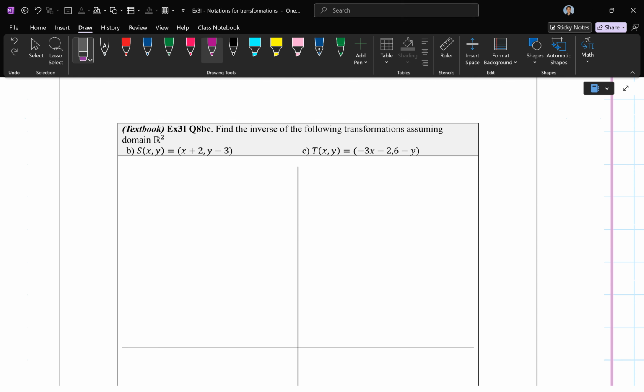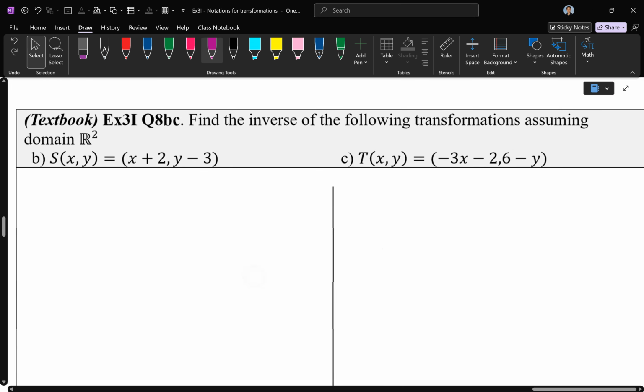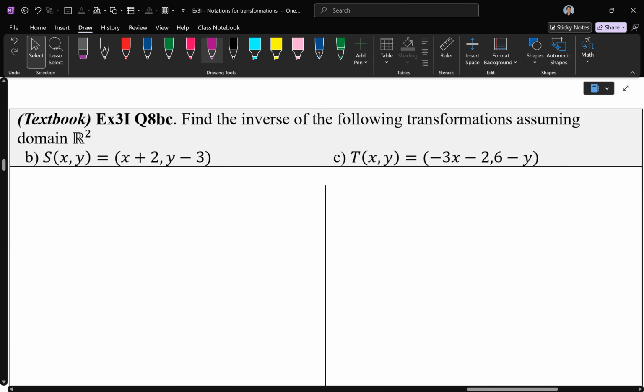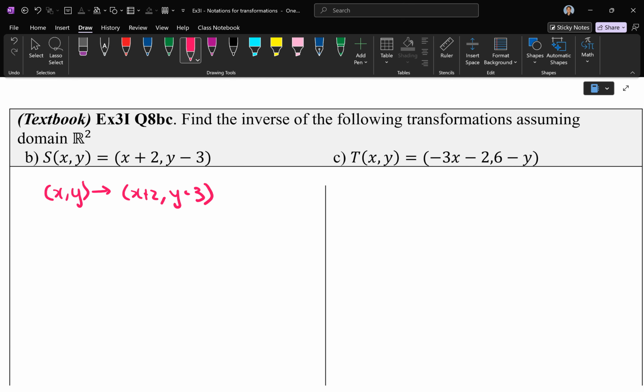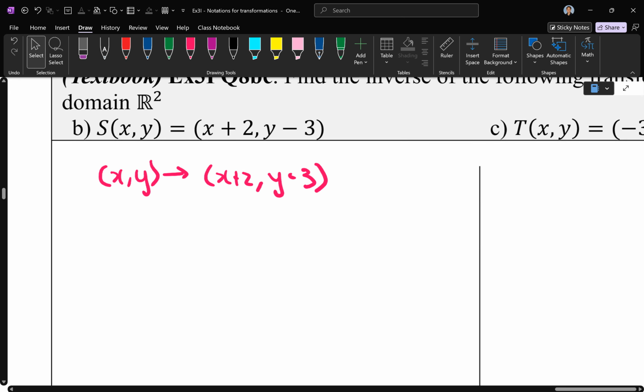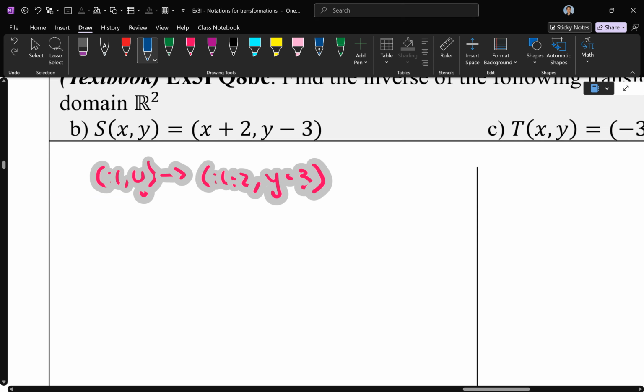just going to rub all this out. This is exercise 3I, question 8b and C. You're familiar again with how to work with mapping notation. And there's nothing wrong with mapping notation. It's just that if they use transformation functions or transformations, you need to be able to read it. So this is how we used to do it. We used to say, this will give you new x, this will give you new y.